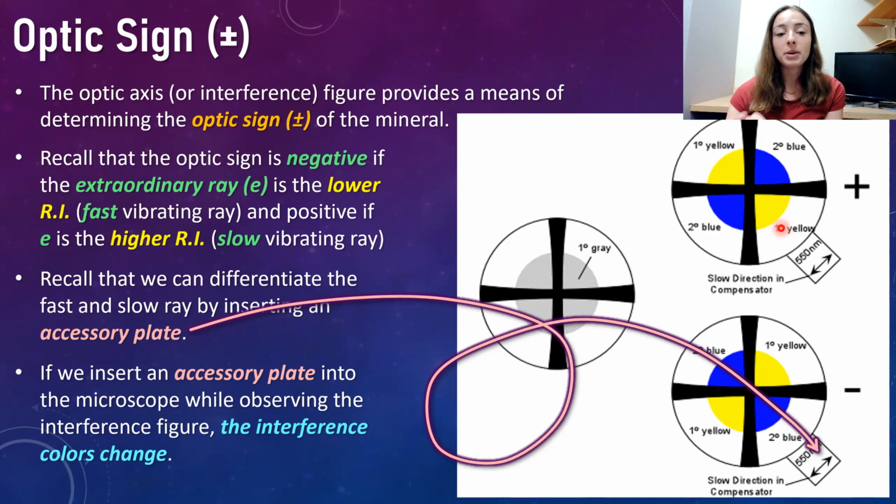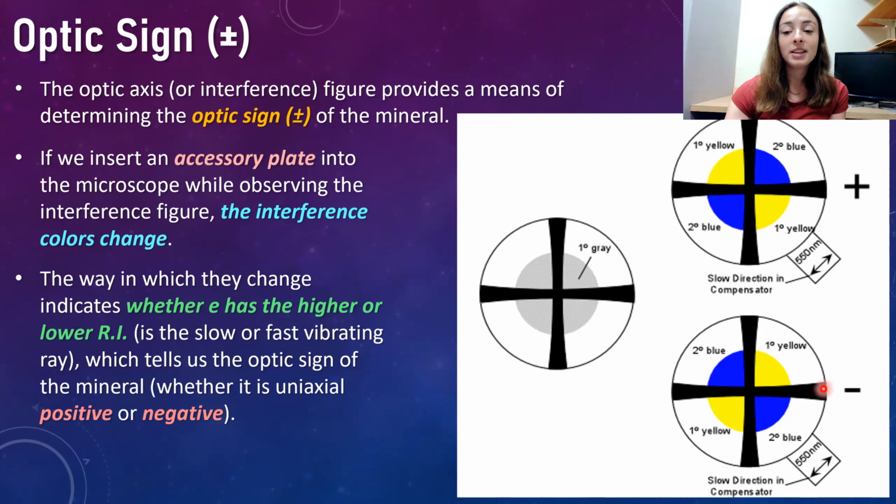plate. So remember that your slow and fast direction of your accessory plate matter greatly for actually determining your optic sign, because in this case where you have your slow and fast direction indicated as such, your quartz mineral will have a positive optic sign if your first quadrant decreases in interference color to first order yellow, your second quadrant increases, your third decreases, and your fourth increases, and that would be a positive sign. And if it is the opposite of that, that's a negative optic sign for this quartz example.